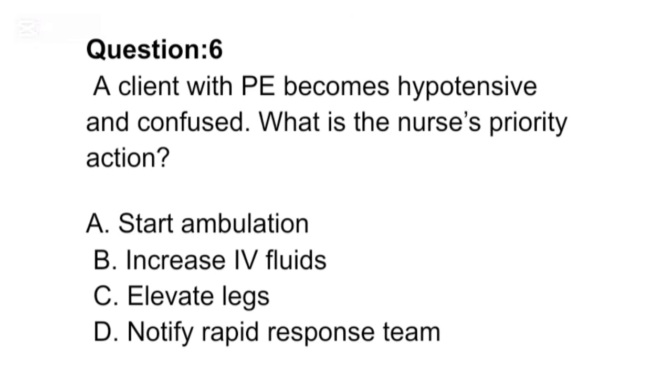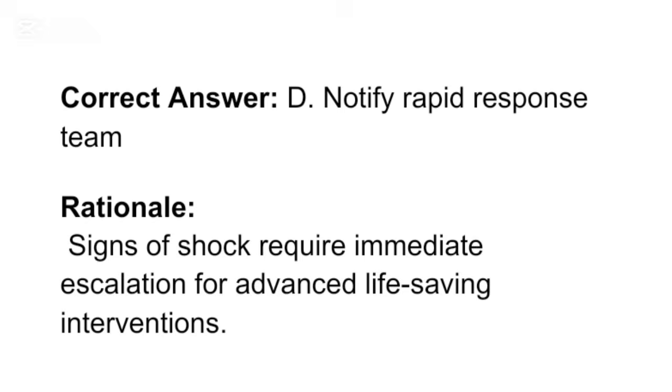Question 6. A client with PE becomes hypotensive and confused. What is the nurse's priority action? A. Start ambulation. B. Increase IV fluids. C. Elevate legs. D. Notify rapid response team. Correct answer, D. Notify rapid response team. Rationale. Signs of shock require immediate escalation for advanced life-saving interventions.